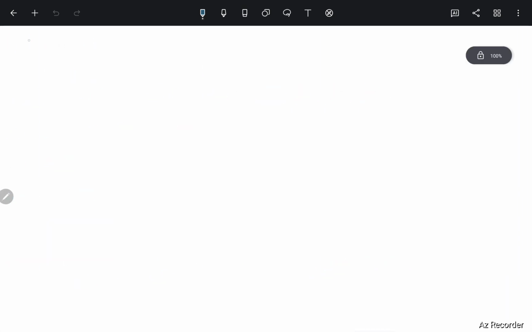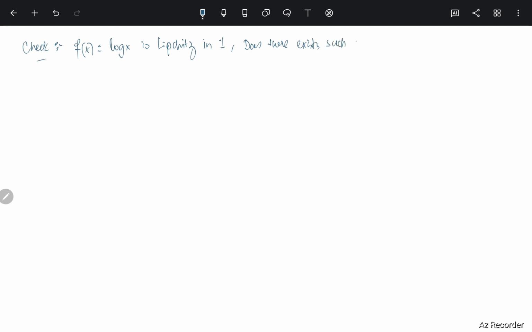Okay, so you have to check one problem now. Check whether f(x) = x log x is Lipschitz. So basically the question is this: can you find a domain, an interval I, where it is Lipschitz? Does there exist such an I? Clear? So basically what I am trying to say is this: does there exist an interval I where f(x) = x log x is Lipschitz?